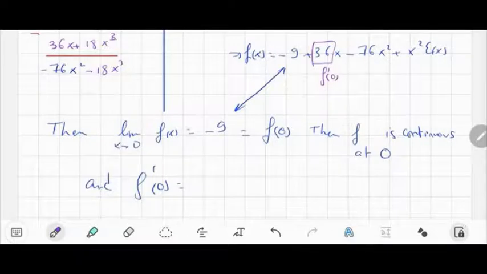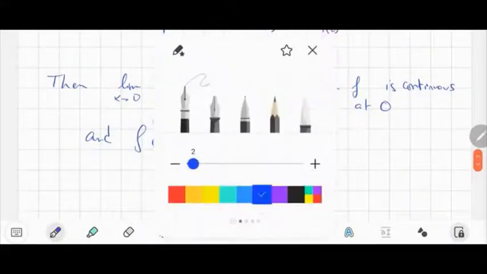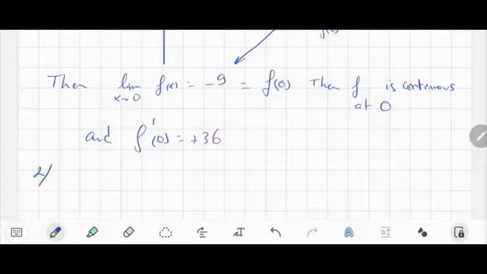So it's equal to plus 36. So this is what they asked in the first question. They needed us to find if f is continuous, which is the case, and to find the derivative at the point 0. Now for the second question, they want us to find the equation of the tangent.